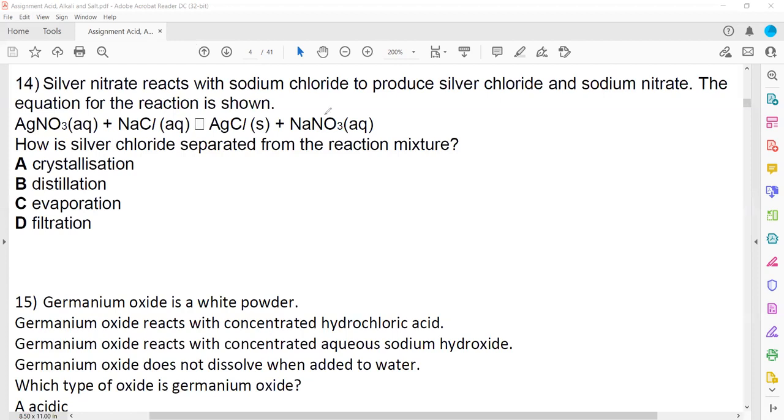Silver nitrate reacts with sodium chloride to produce silver chloride. So what is this silver chloride? This silver chloride is insoluble. Most chlorides are soluble except silver, mercury and lead. So this is an insoluble salt. And if we want to prepare an insoluble salt, which technique can be used? Directly filtration, because the salt which is formed here is in a solid state, and we can just pass the mixture through a filter paper and the salt will be separated.